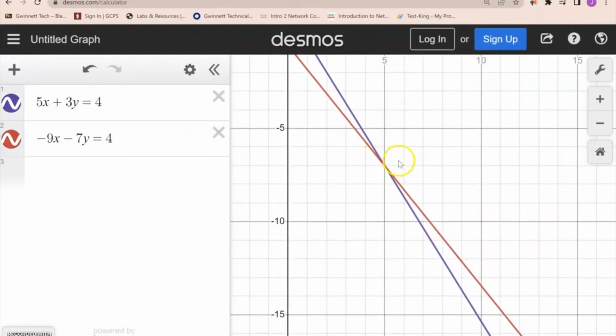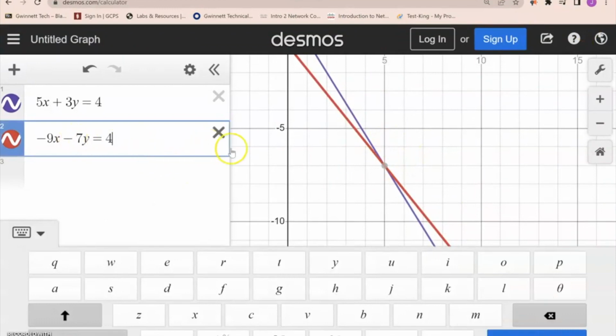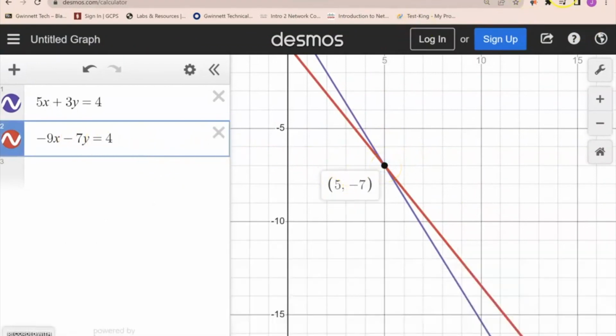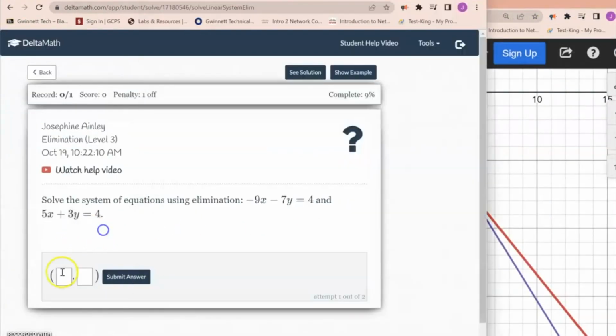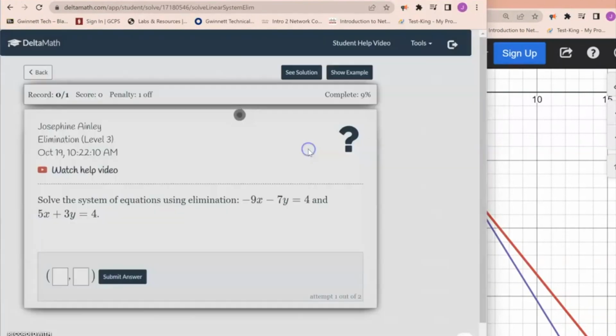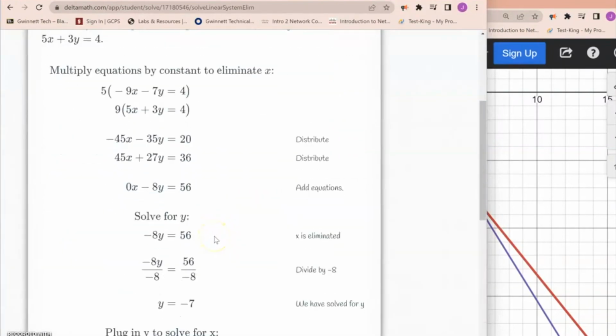I can't see this really clearly, but if I click into one of these, what happens? I get the dot. Okay, so 5, negative 7 is my solution. So 5, negative 7. And I'm going to get this wrong again so I can show you real quick how to eliminate. And remember, you could always use your alternate method as well.